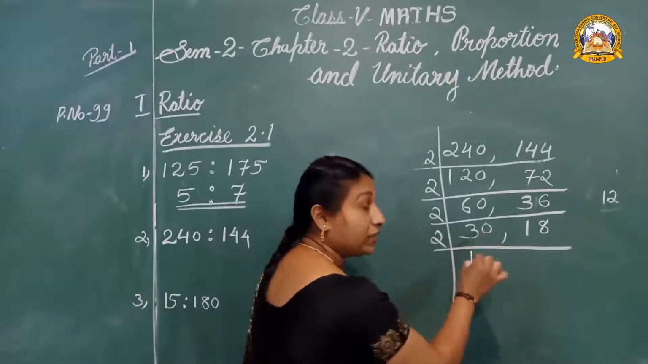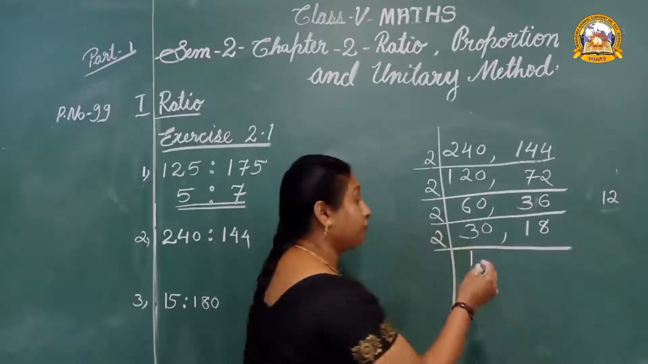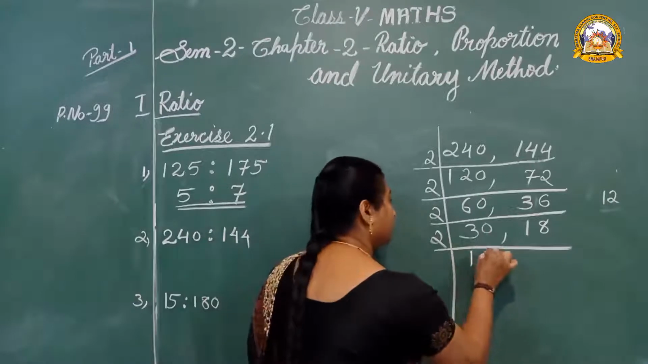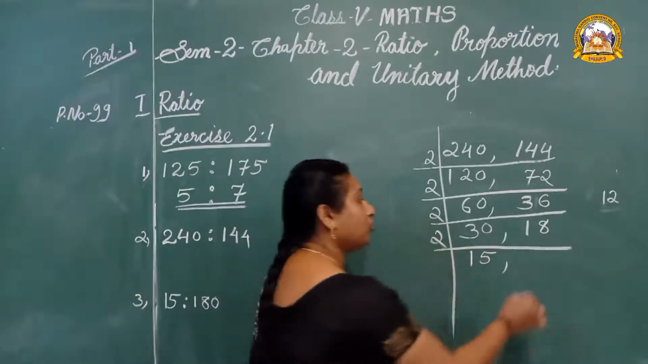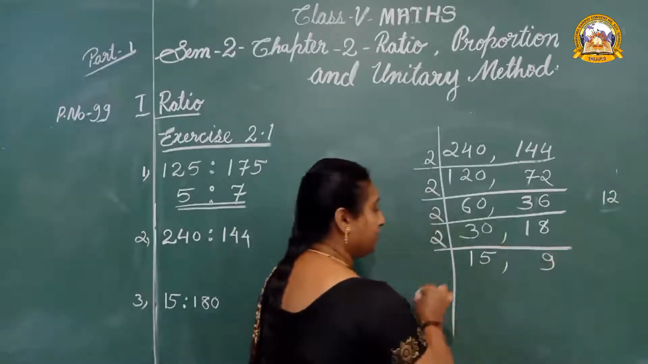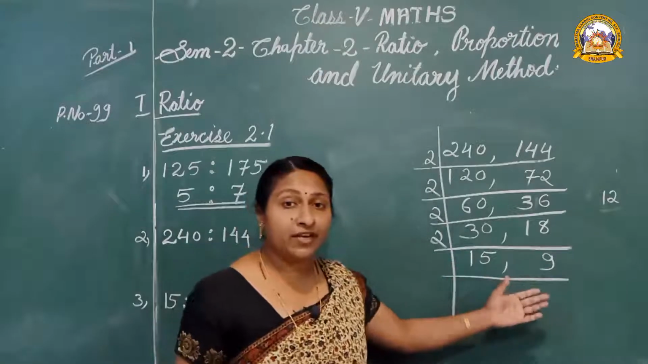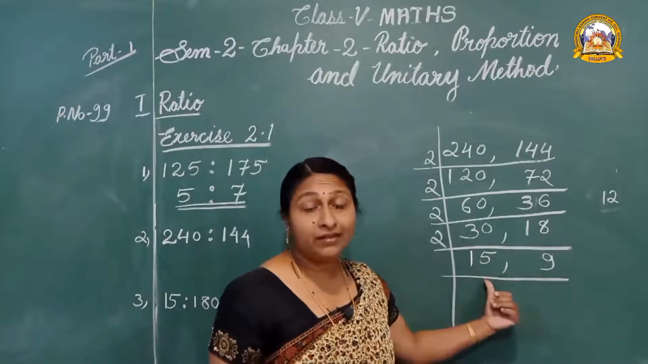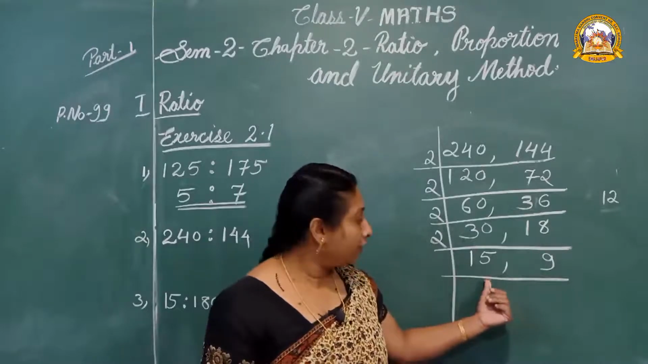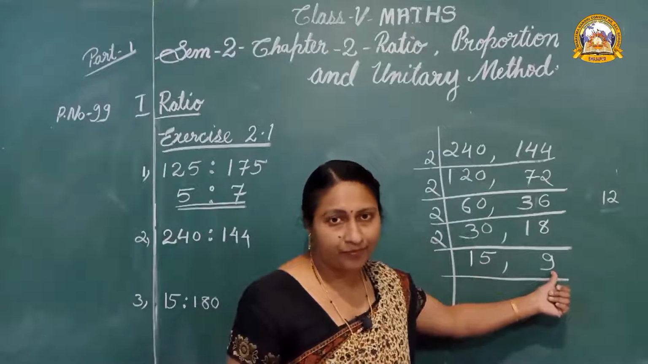1 and 0, 10. How many 2s are there in 10? 2 5s are 10. And here 18 divided by 2. 9 2s are 18. Here, which is a common factor? Can you say a common factor? Yes, both of them are the multiples of 3. 15 is a multiple of 3 and 9 is a multiple of 3.